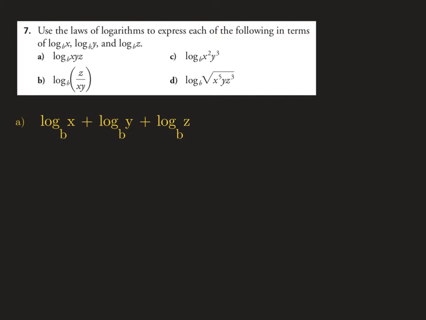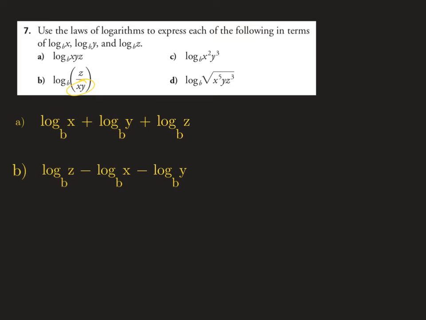Part B, this is the log of z base b minus the log of x base b minus the log of y base b. Right, the two on the bottom are subtraction, so they're going to give you a subtraction, and the one on the top is addition, so it's plus at the beginning.